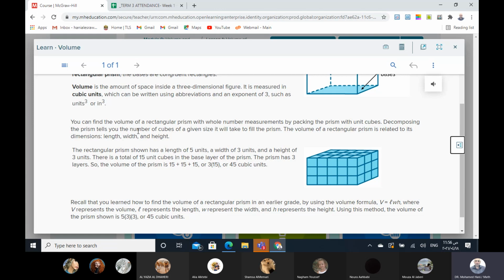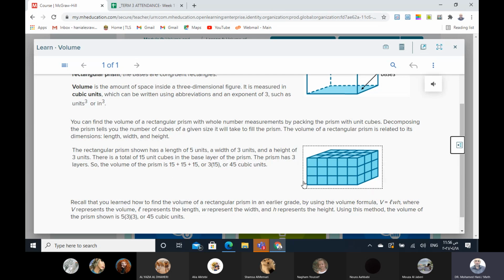You can find the volume of a rectangular prism with whole number measurements by packing the prism with unit cubes. Decomposing the prism tells you the number of cubes of a given size it will take to fill the prism. So the volume of a rectangular prism is related to its dimensions: length, width, and height.